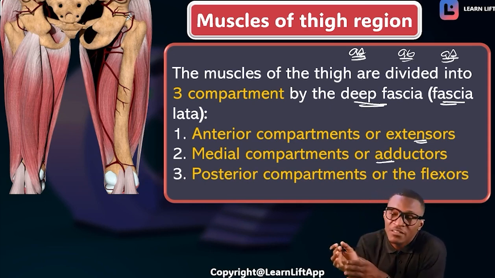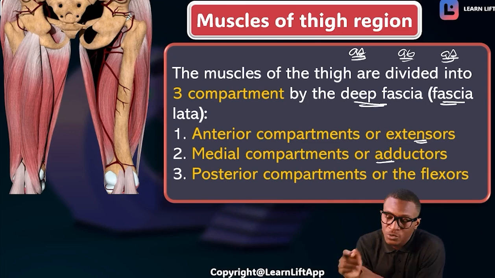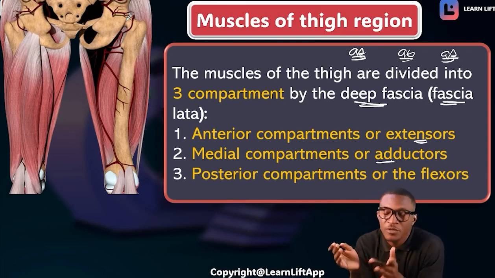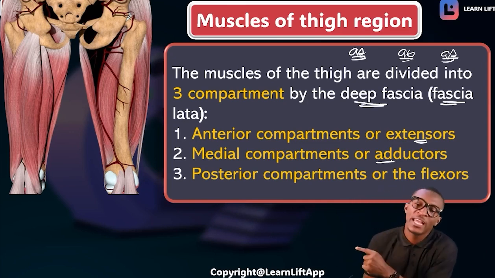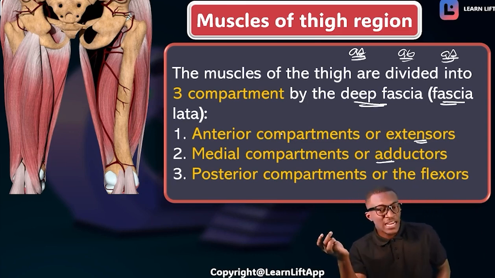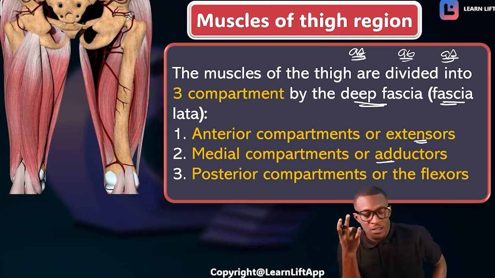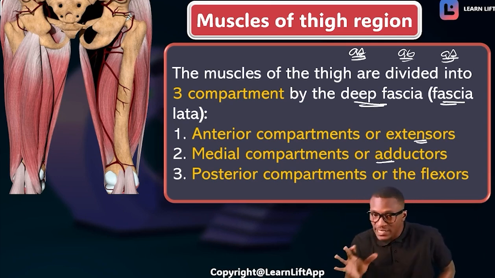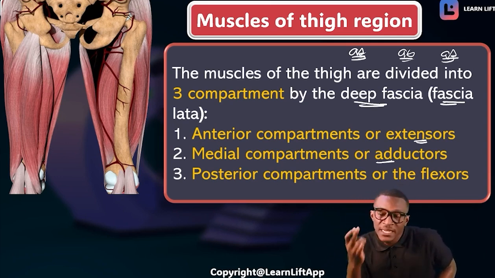Everybody, what are the compartments of the thigh region? We said the anterior compartment, medial compartment, posterior compartment. But when we get to the leg, there's nothing like medial compartment. We only have lateral. So for the leg, we're going to have anterior, lateral, and posterior. But for the thigh, we have anterior, medial, and posterior.